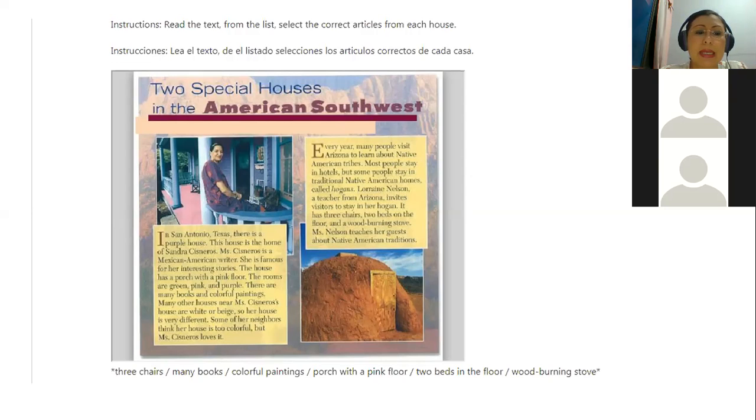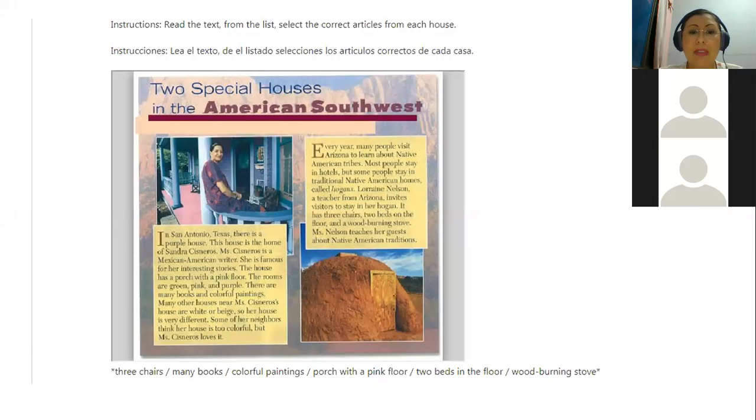Mrs. Cisneros is a Mexican-American writer. She's famous for her interesting stories. The house has a porch with a pink floor. The rooms are green, pink, and purple. There are many books and colorful paintings. Many other houses near Mrs. Cisneros' house are white or beige, so her house is very different. Some of her neighbors think her house is too colorful, but Mrs. Cisneros loves it. So we are describing what there is and there are inside the house of Mrs. Cisneros.